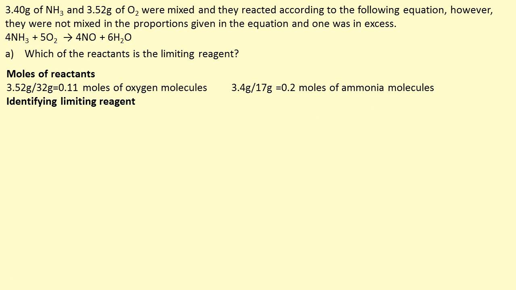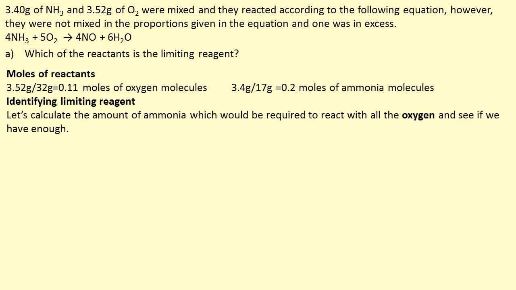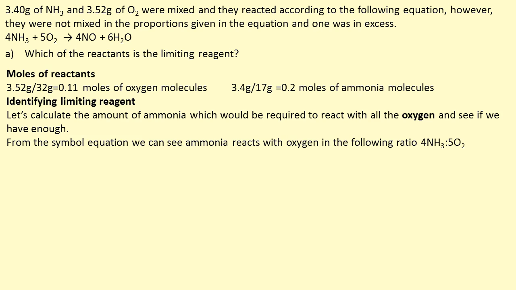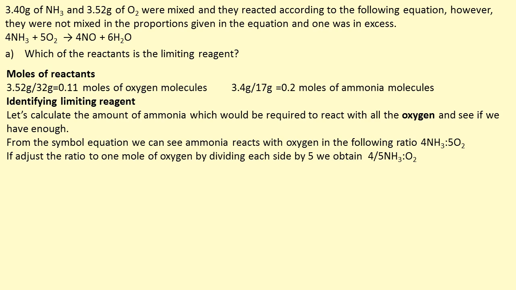We might also have chosen to start with seeing if there was enough ammonia to react with all the oxygen, or 0.11 moles of oxygen molecules. From the simple equation, we can see ammonia reacts with oxygen in the following ratio: 4 moles of ammonia to 5 moles of oxygen molecules. If we adjust the ratio to 1 mole of oxygen by dividing each side by 5, we obtain 0.8 moles of ammonia to 1 mole of oxygen molecules.